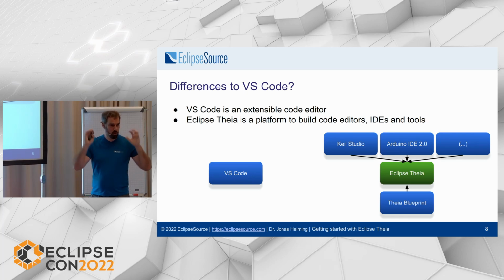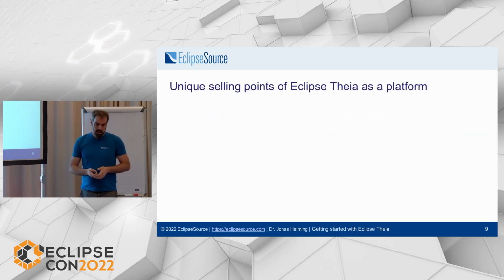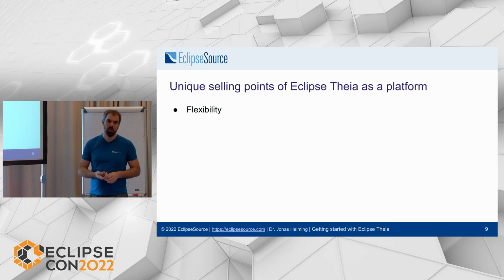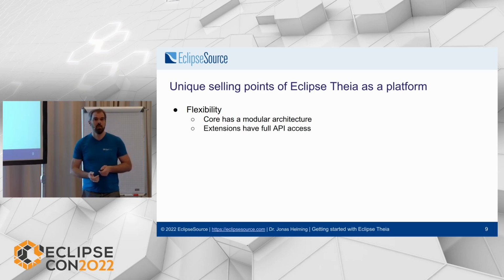Their focus is to build a code editor that is really working great and that you can extend to a certain extent. Now, what are the unique selling points in Theia then compared to VS Code, but also to other tools? You have a lot of flexibility. The core in Theia has a modular architecture, so you cannot only extend a tool like in VS Code, but you can also override stuff. You can remove features. You can change really the structure of the application to a core level because Theia has a modular architecture. And you have full API access. You don't have that in VS Code and other tools.